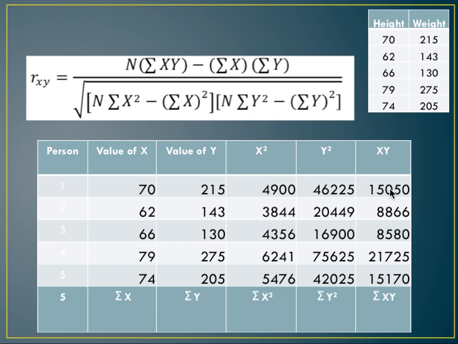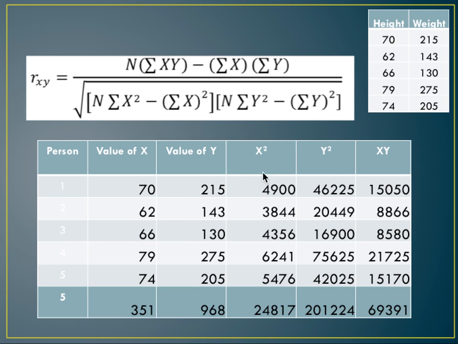Then we do x times y. I'm sorry, we just do x times y. We'll get to the sum of x times y. We do x times y here, x times y here, x times y there, etc. And then we have to add them all up. So we will take 70 plus 62 plus 66 plus 79 plus 74, add them all up, and we're going to do that for every column.